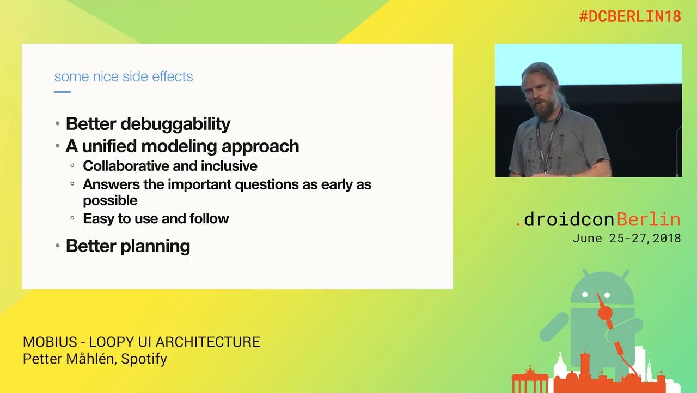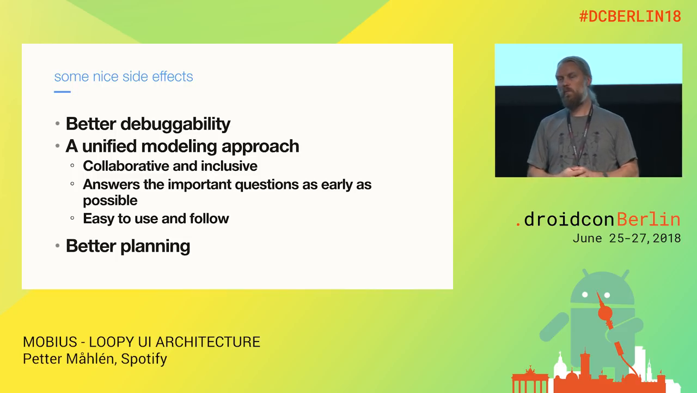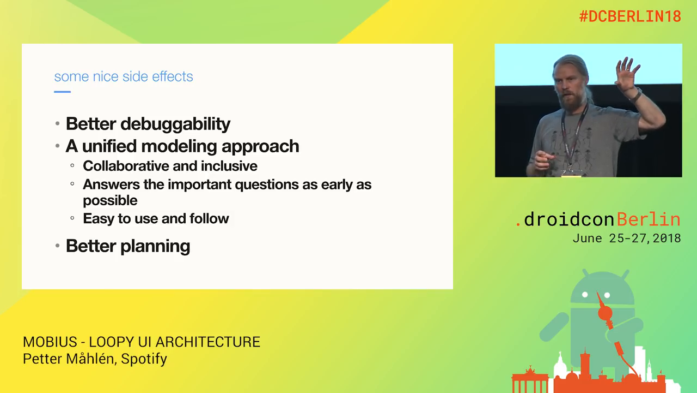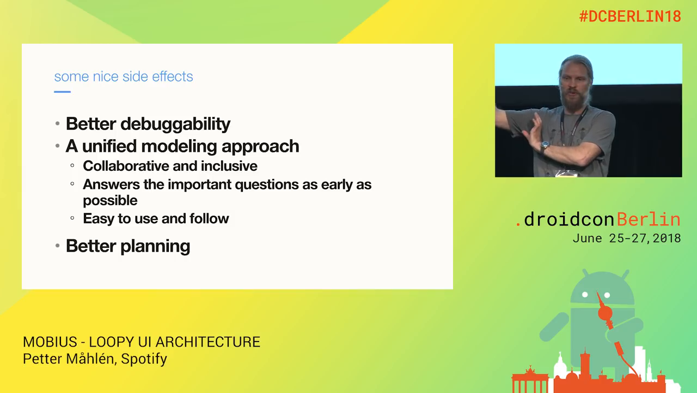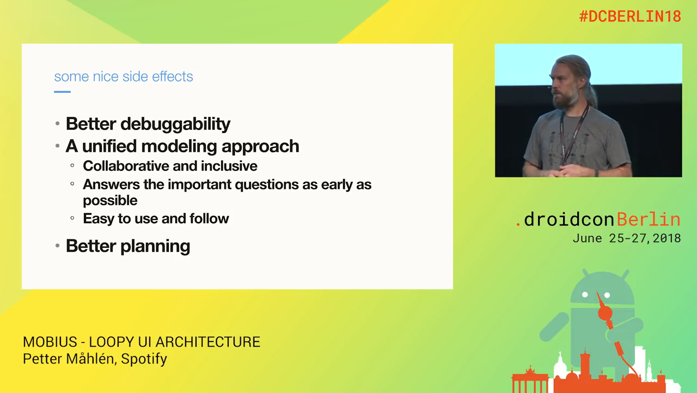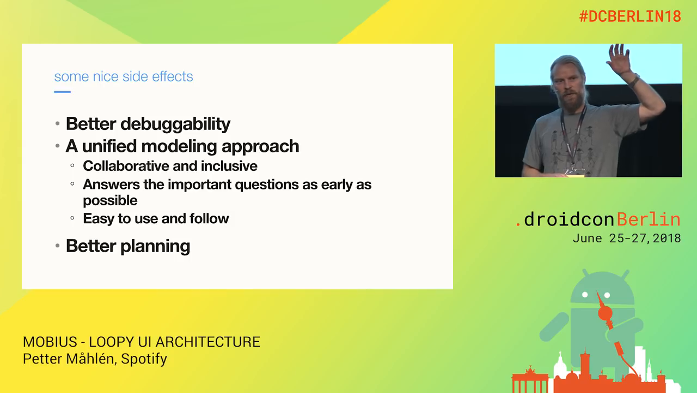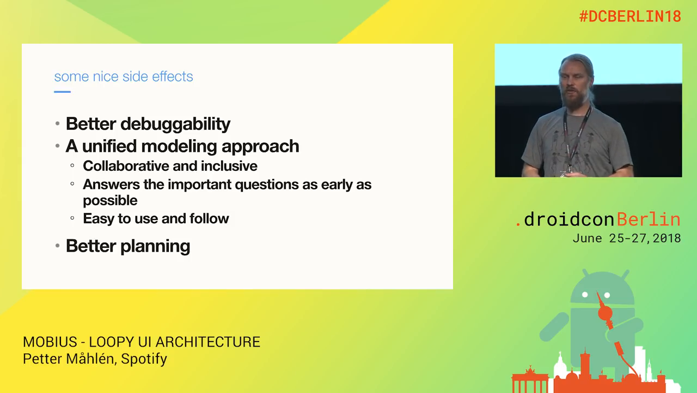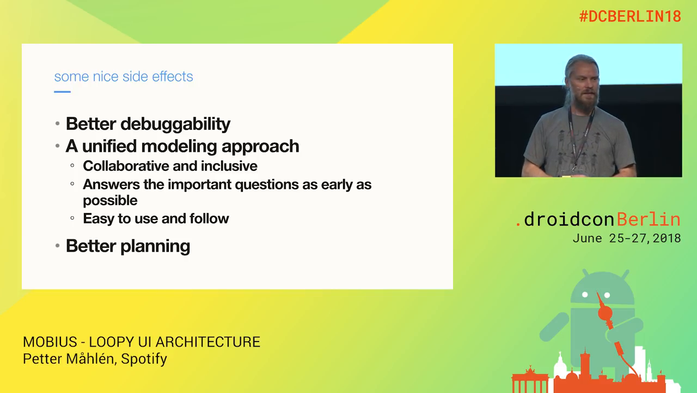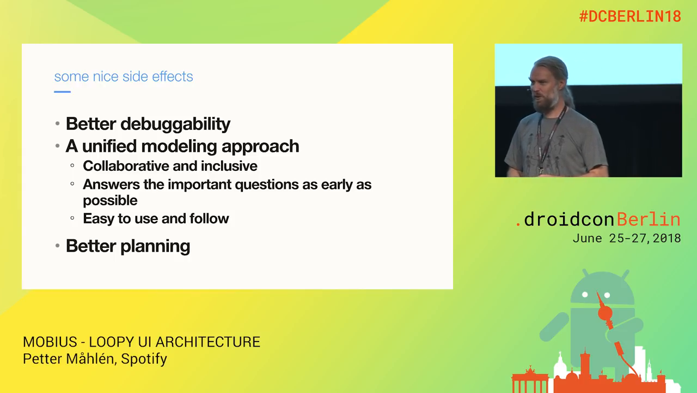A completely unexpected thing was this unified modeling approach. What that means is when we started building features with Mobius, what you have to do is figure out what are the events that can happen. What do I need in my model to be able to make decisions based on those events and to render the UI that I want, that the designer has decided we want. And to get things to happen in the back end or other things, what are the effects I want? And it turns out that this model of thinking with events, a model, and effects is actually really easy for people who are not very technical to understand. So it improved our communication between product owners, developers, and designers a lot, and led to this thing that we call the Mobius modeling flow or MoFlow.